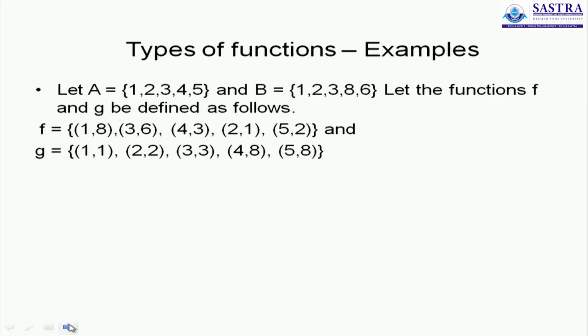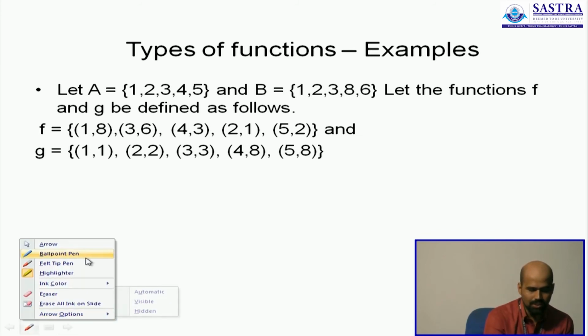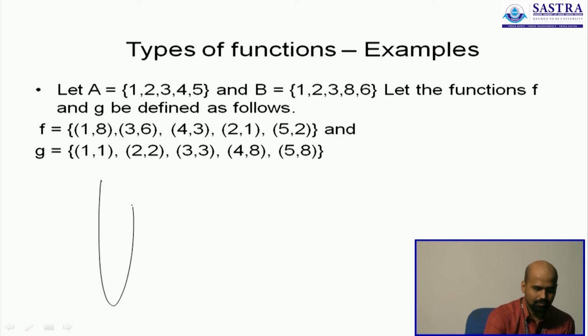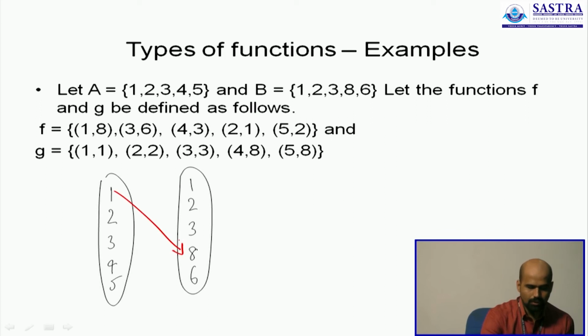What you have is a set of functions f and g defined between the sets A and B, and that's how they are defined. Now we'll have a look at these functions and let's try and classify them into the types that we just saw. A is 1, 2, 3, 4, 5. B is 1, 2, 3, 8 and 6. The function maps 1 to 8, 3 to 6, 2 to 1, 4 to 3 and 5 to 2.